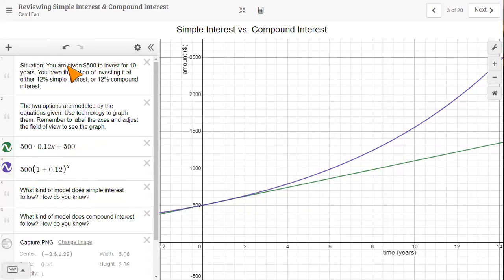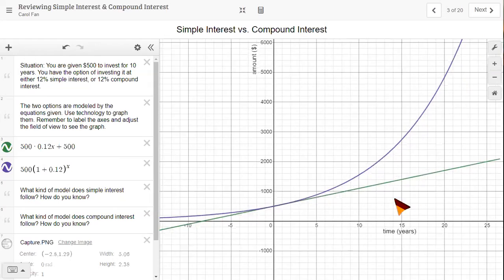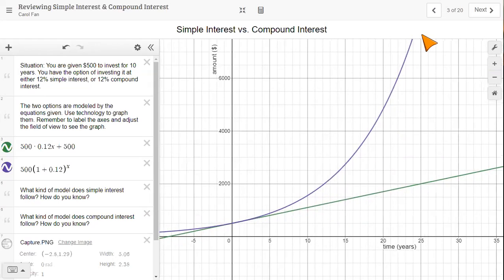On the other hand, compound interest is represented by my purple line. It's increasing, and then all of a sudden, it gets steep very quickly. Based on the shape of the graph and based on the equation, I can conclude that this is an exponential relation. Okay, so that answers our two questions here.